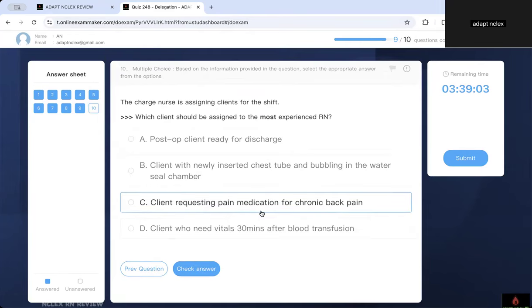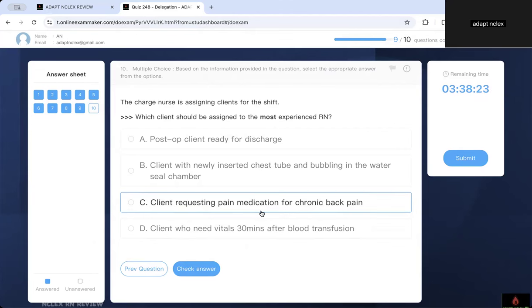And the last one, what is your score so far? How are you doing? How is the status going? I know you're doing well. Keep on going. But number 10 is you. Make me proud. What is your answer? A charge nurse is assigning clients for the shift. Which client should be assigned to the most experienced RN? Post-op client ready for discharge.